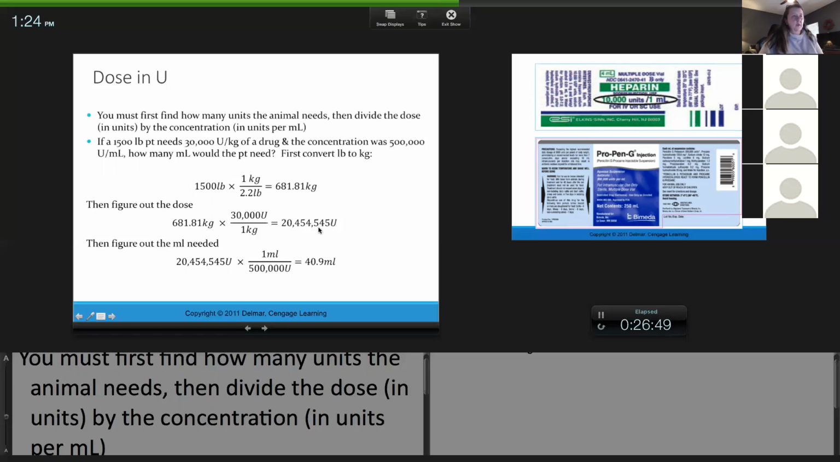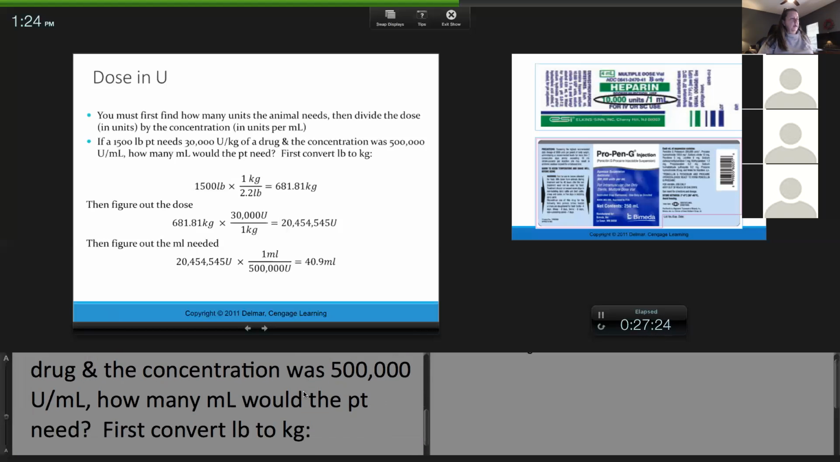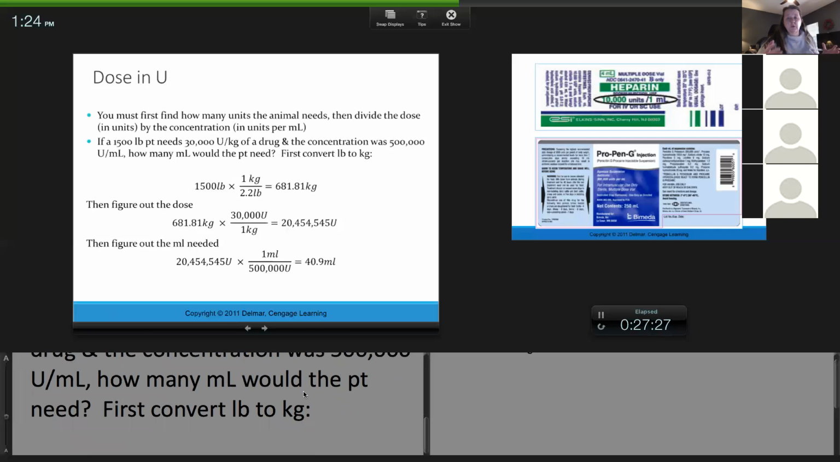That's 20,454,545 units. I know this sounds crazy. Follow me. We know that the concentration is 500,000 units per mL. So we know we need this many units, and we're going to divide by 500,000 units. We need 40.9 mLs. And again, I'm going to guess if this patient is that big, we might just say 41 mLs, but that's up to the doctor. So you need the concentration in units per mL in this patient. But the very first thing you have to do is get that patient out of pounds and into kilograms.